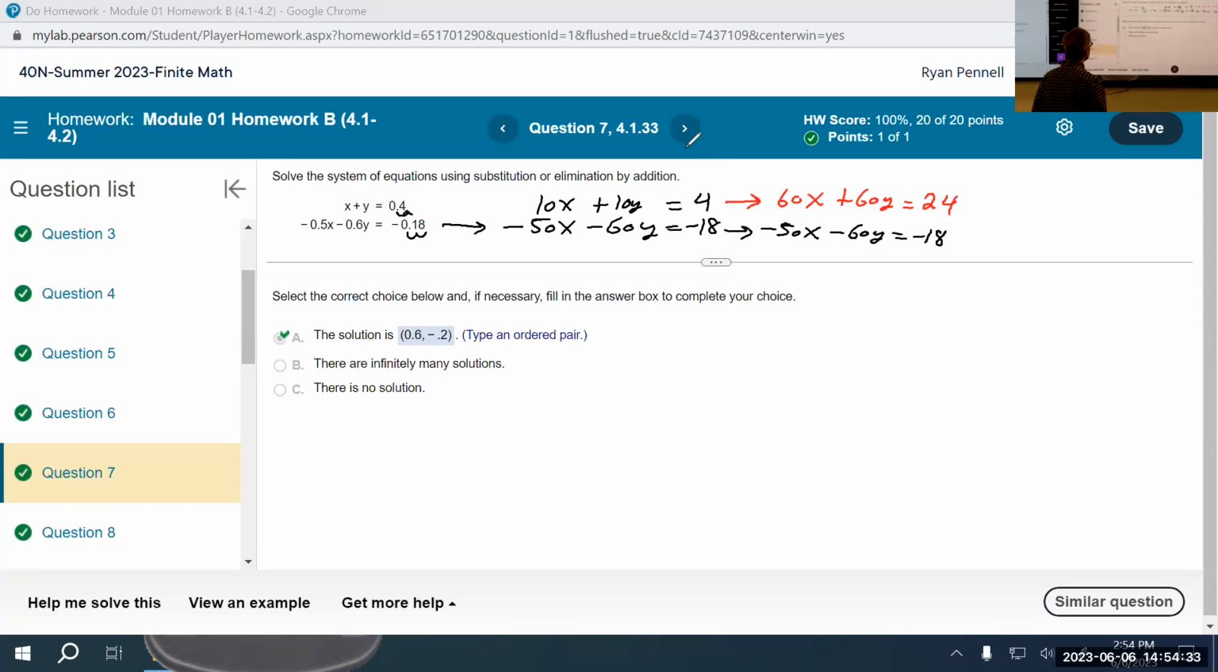Now we can just add them together. The y's are equal and opposite. Let's add these together and see what happens. 60 minus 50 is 10, so that's 10x. The y's give 0. And then 24 minus 18 is 6. So we have 10x equals 6, which implies x equals 0.6.